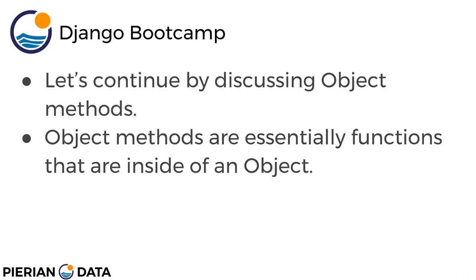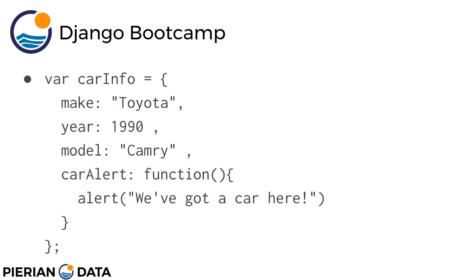Let's continue by discussing object methods. Object methods are essentially functions that are inside of an object. For example, imagine we have our car info object from the previous lecture, we have the make, year, and model, and then we actually input a function there as the value for a key. So the key is car alert, and the value there is an actual function, and the function just says, alert, we've got a car here.